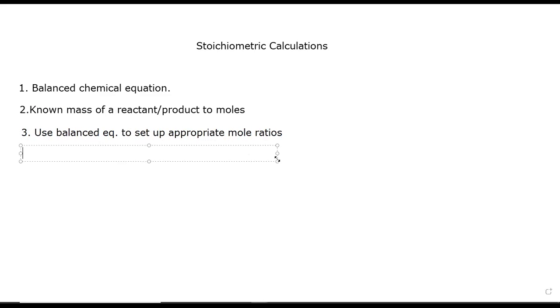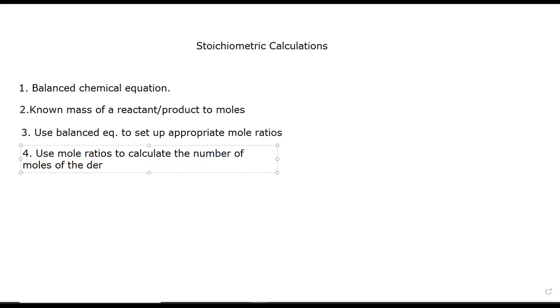That's the third point. And then the fourth point is to use the mole ratios to calculate the number of moles of the desired product.